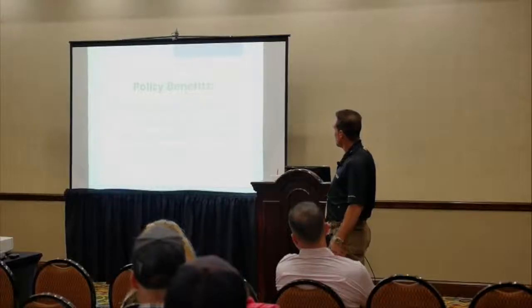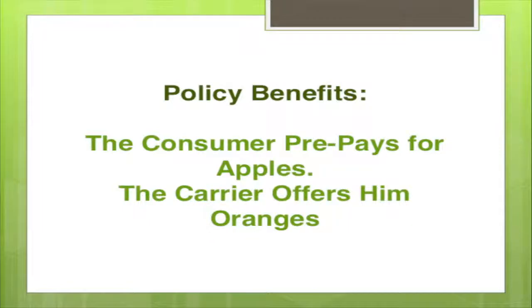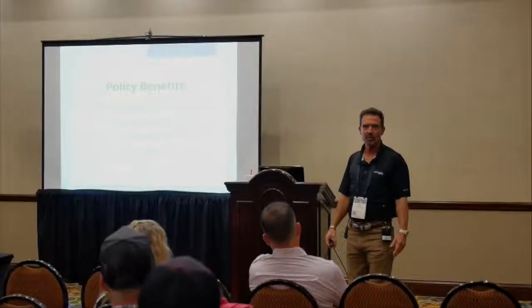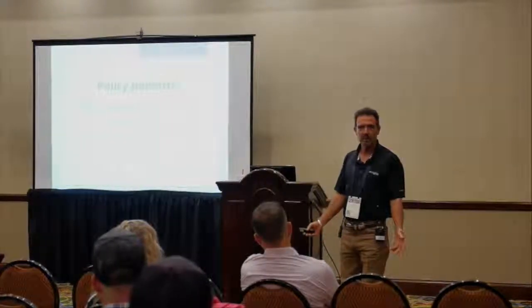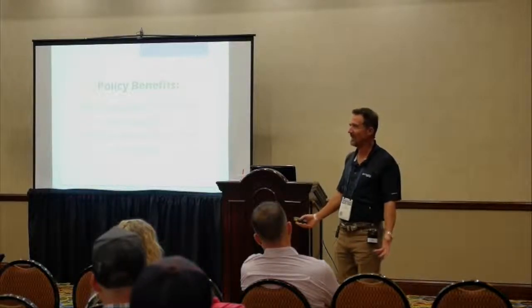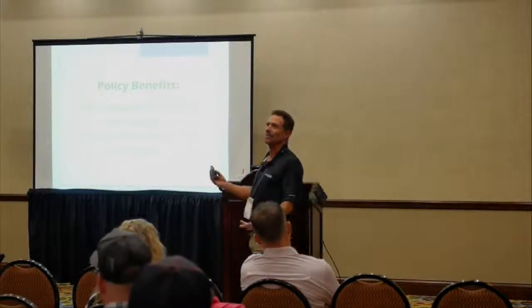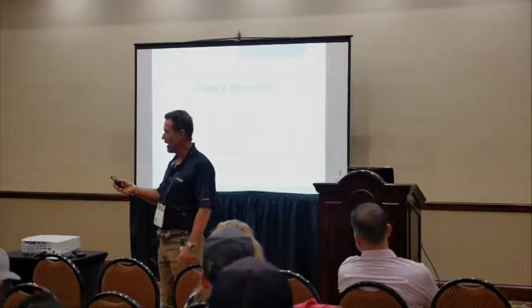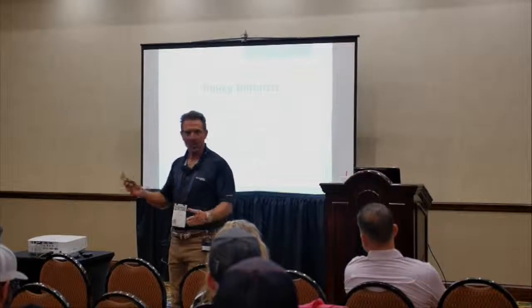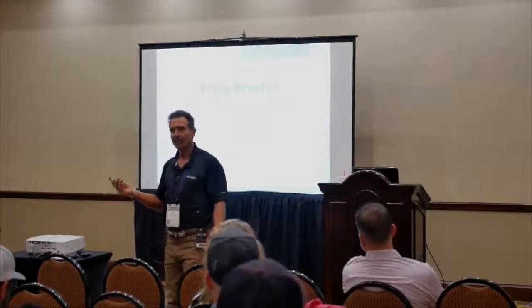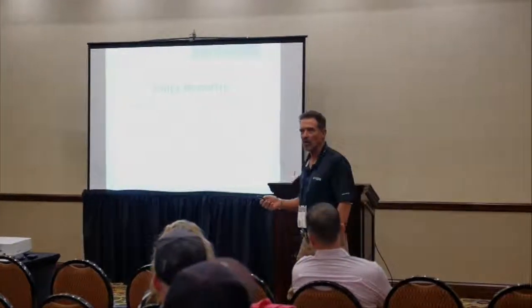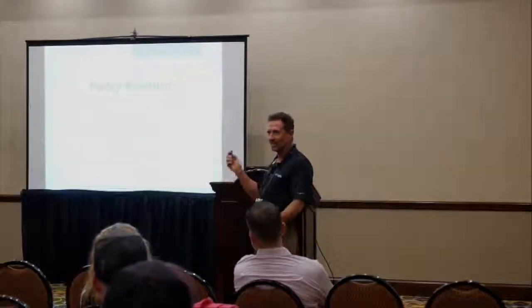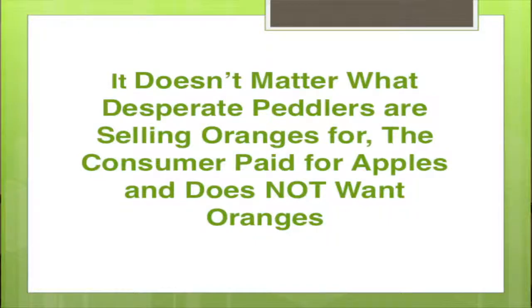The consumer prepays for apples, and I have a load of peddlers that are peddling oranges. So what? I paid for apples. I don't care how many. I couldn't care less if there's 1,000 peddlers selling oranges, because I paid for apples. It's apples and oranges, isn't it? Say it like that. 1,000 peddlers peddling oranges. Who cares? It doesn't matter what desperate peddlers are selling oranges for. The consumer paid for apples and doesn't want oranges.